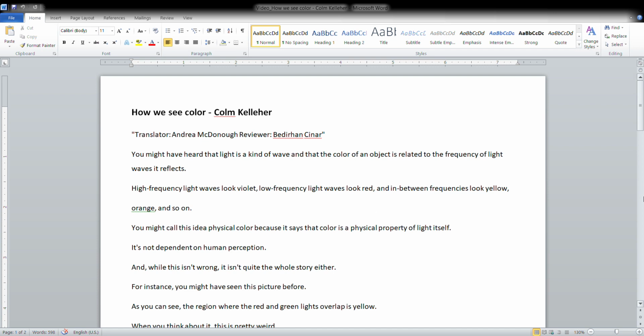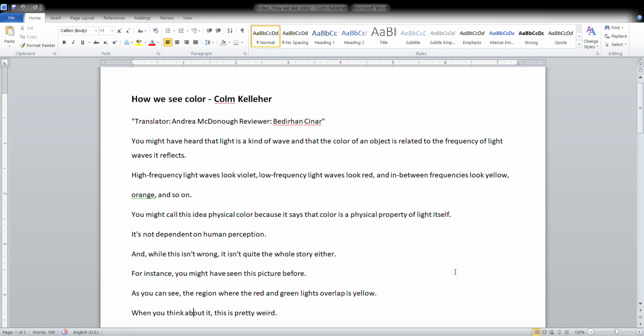How we see color. You might have heard that light is a kind of wave and that the color of an object is related to the frequency of light waves it reflects. High frequency light waves look violet, low frequency light waves look red, and in between frequencies look yellow, orange, and so on. You might call this idea physical color because it says that color is the physical property of light itself. It's not dependent on human perception.